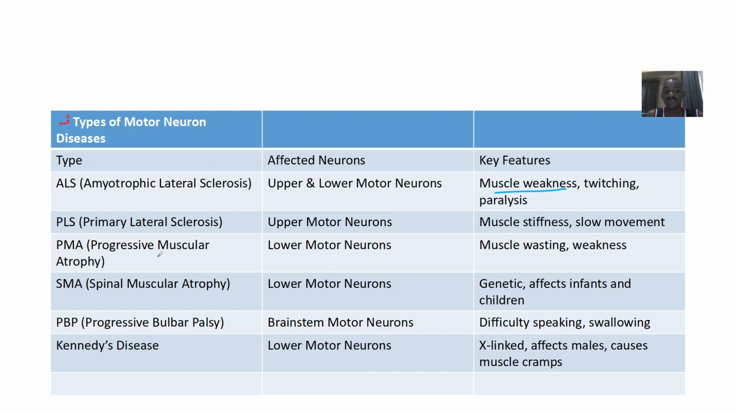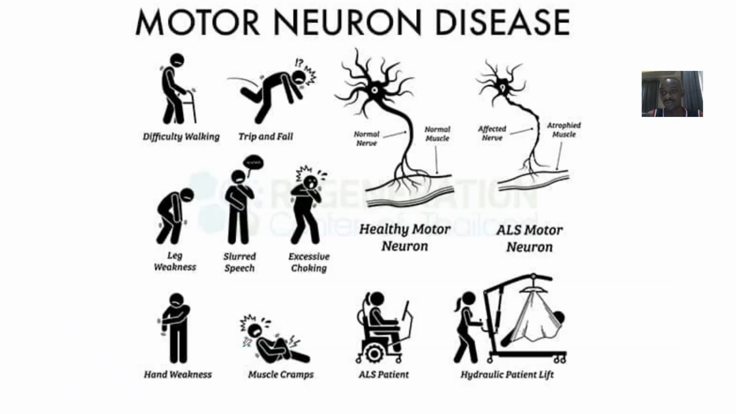The progressive muscular atrophy, lower motor neurons. Then spinal muscular atrophy, lower motor neurons. Progressive bulbar palsy, brainstem motor neurons. We have Kennedy disease, which is basically the lower motor neurons. All right, so you can see it.